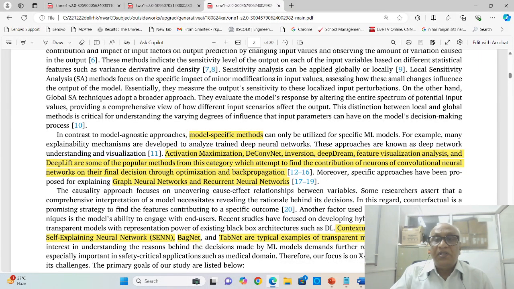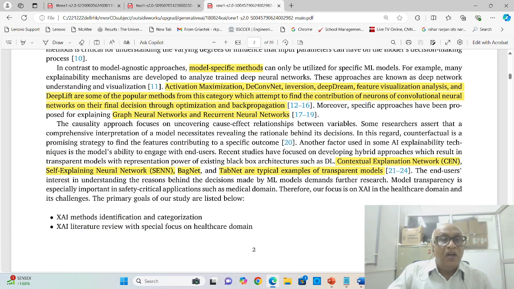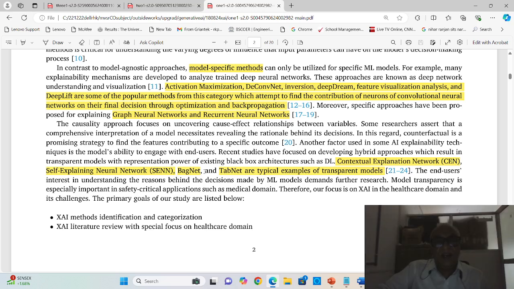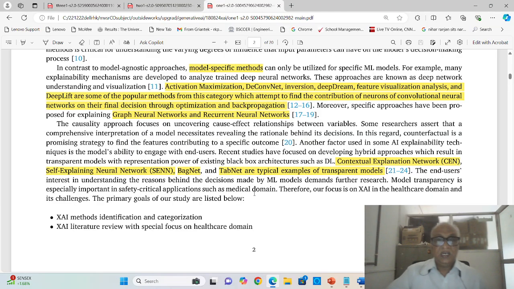You also have model specific methods which will be used for specific ML models. And they are commonly known as deep network understanding and visualization. So you have activation maximization, deconvolute inversion, deep dream, feature visualization analysis, and deep lift, which fall under this category of model specific methods. You also have specific methods for graph neural networks and recurrent neural networks. Now, as far as deep learning is concerned, which doesn't have much transparency and is a black box technique, very effective, there are also efforts in the form of contextual explanation network, self-explaining neural network, bagnet, tabnet being brought to bring transparency.